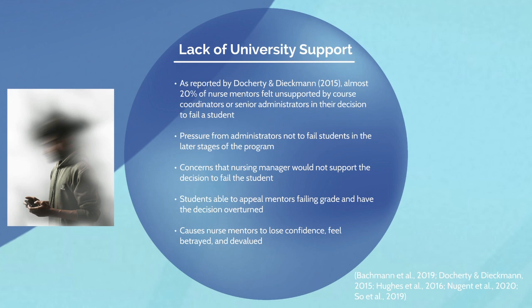The literature also suggested that many mentors had concerns that nursing management would not support their decision to fail the student. In addition, students have the ability to appeal the failing grade and have the decision to fail overturned. This causes nurse mentors to lose confidence, feel betrayed and devalued, and often refuse mentoring students in the future.